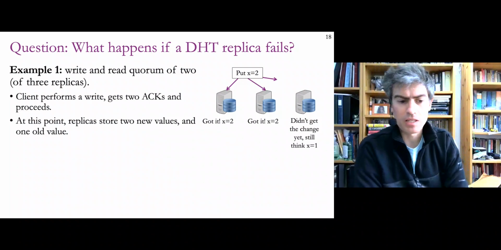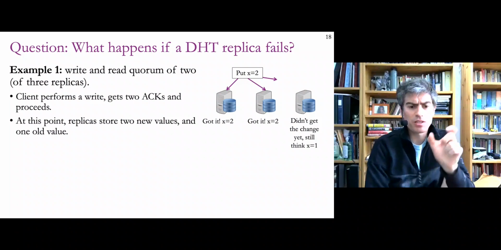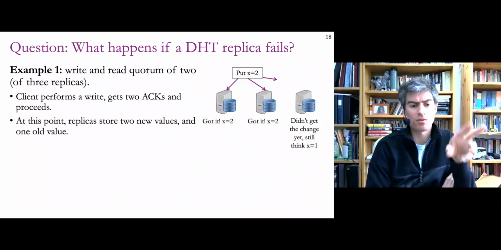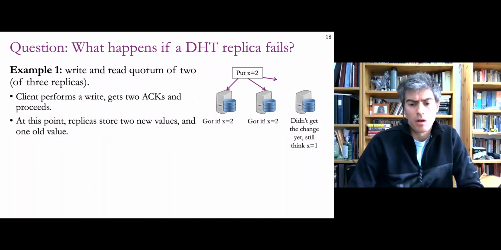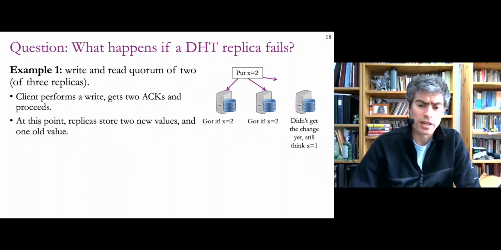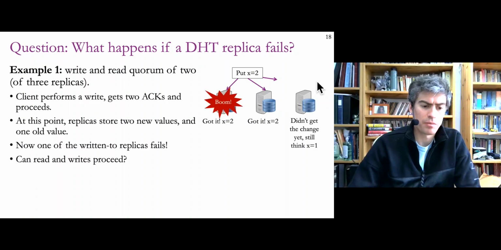What happens if one of these replicas fails? I'm going to use the example of a quorum of 2 of 3, so majority quorum, for both reads and writes. And the example here has a client performing a write, and this is like a worst case example in terms of failures. We do a write, we get 2 acknowledgments, and we proceed. So we have two of the nodes have the new value, one of them has the old value. But one of these new replicas fails.